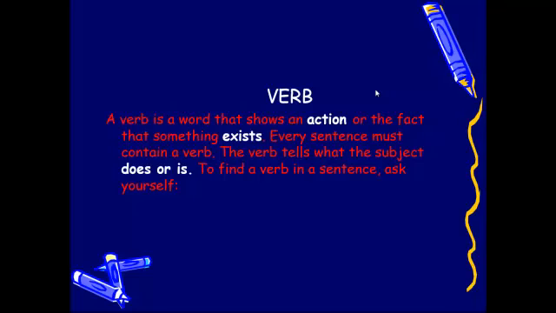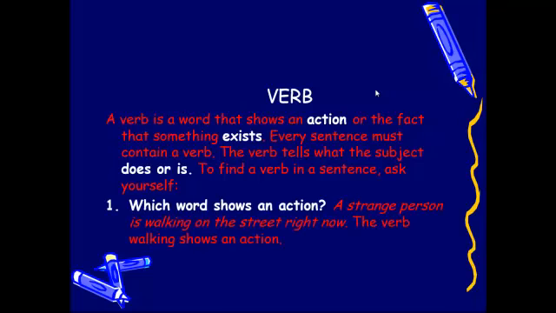To find a verb in a sentence, ask yourself these questions. First question, which word shows an action? For example, a strange person is walking on the street right now. The verb walking shows an action.